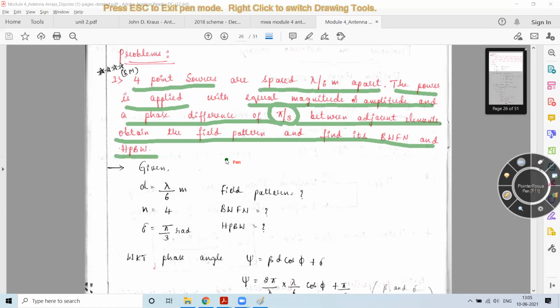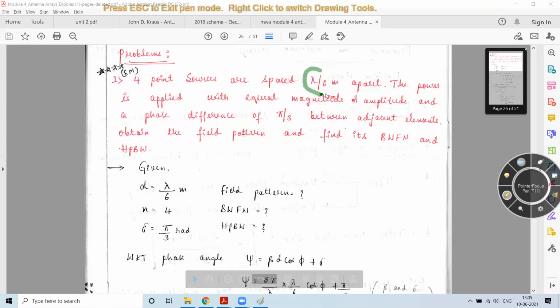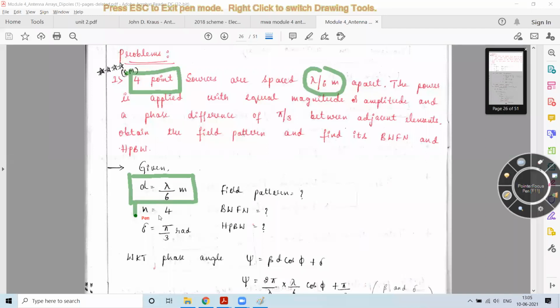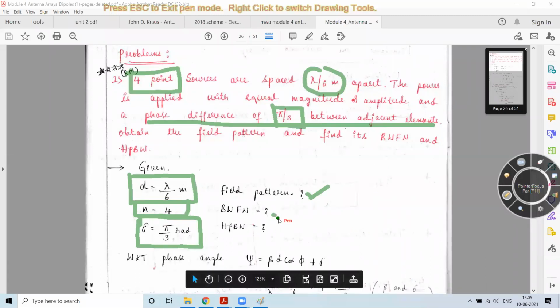So now, what parameters has he specified? He is giving the details regarding the spacing between the elements, so d is lambda by 6 meter. And how many sources are there? There are 4 point sources, which tells us that n is equal to 4. And he specifies that the phase difference between the adjacent elements is pi by 3, so this gives the information that delta is pi by 3 radians. What is the field pattern? We need to draw the field pattern. What is the beamwidth between first nulls, and what is the half power beamwidth?